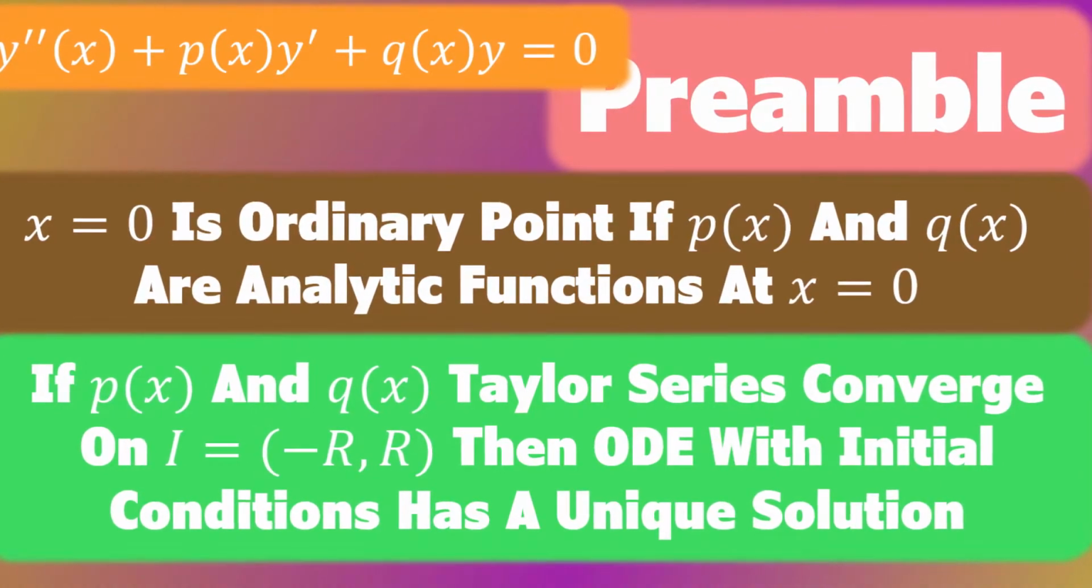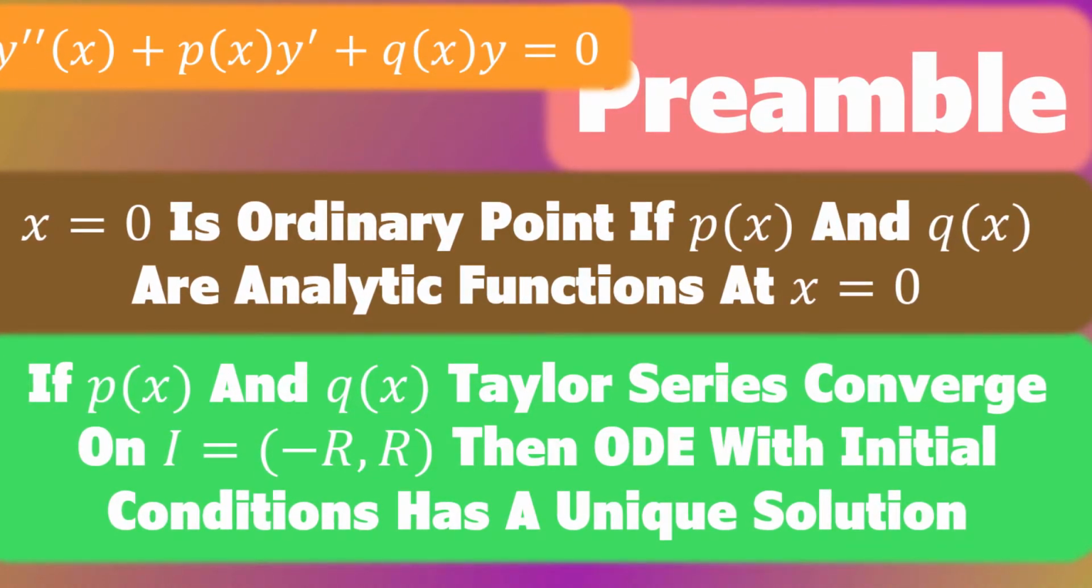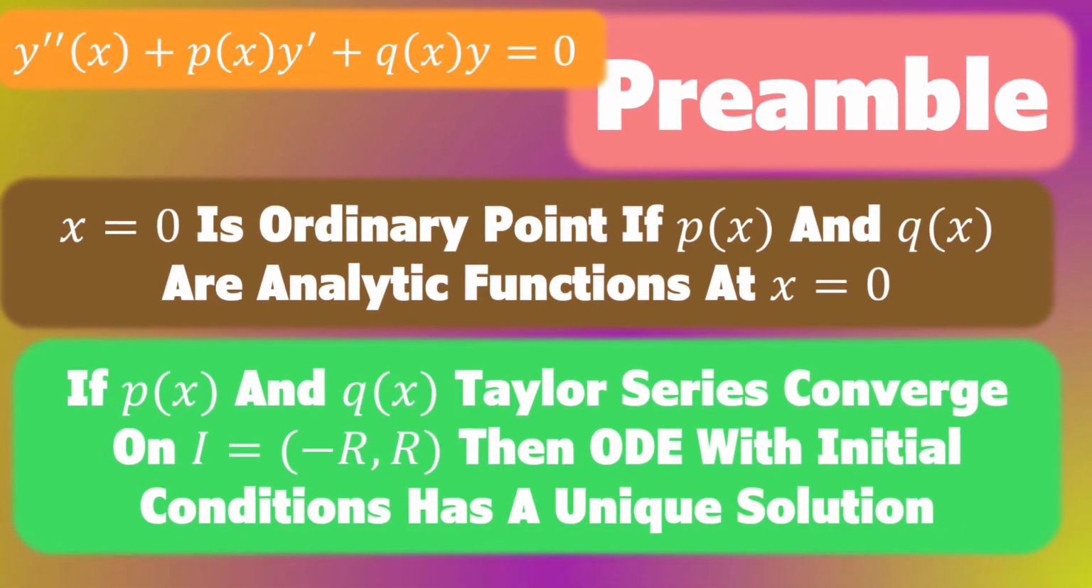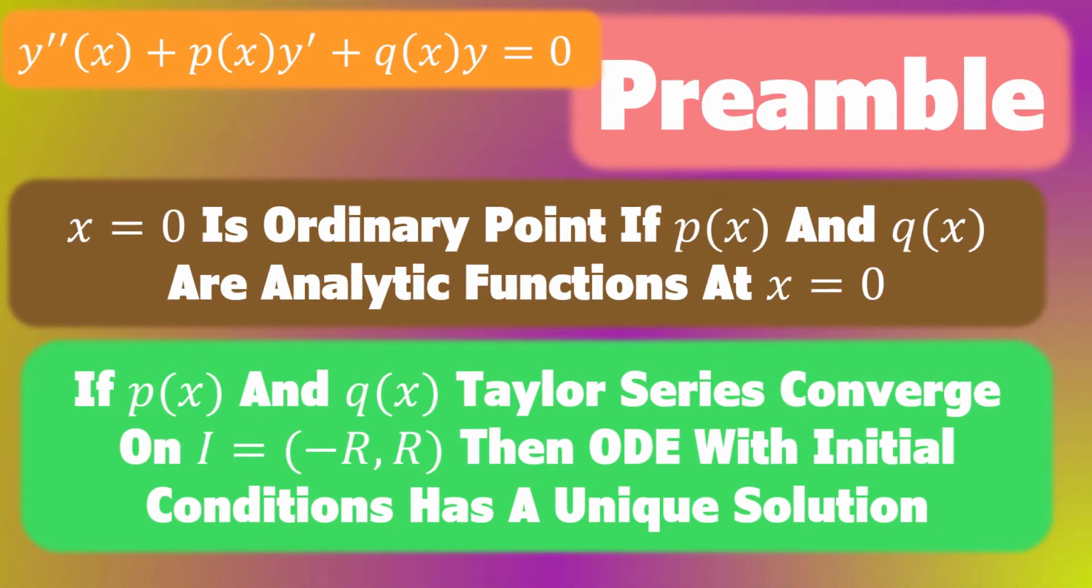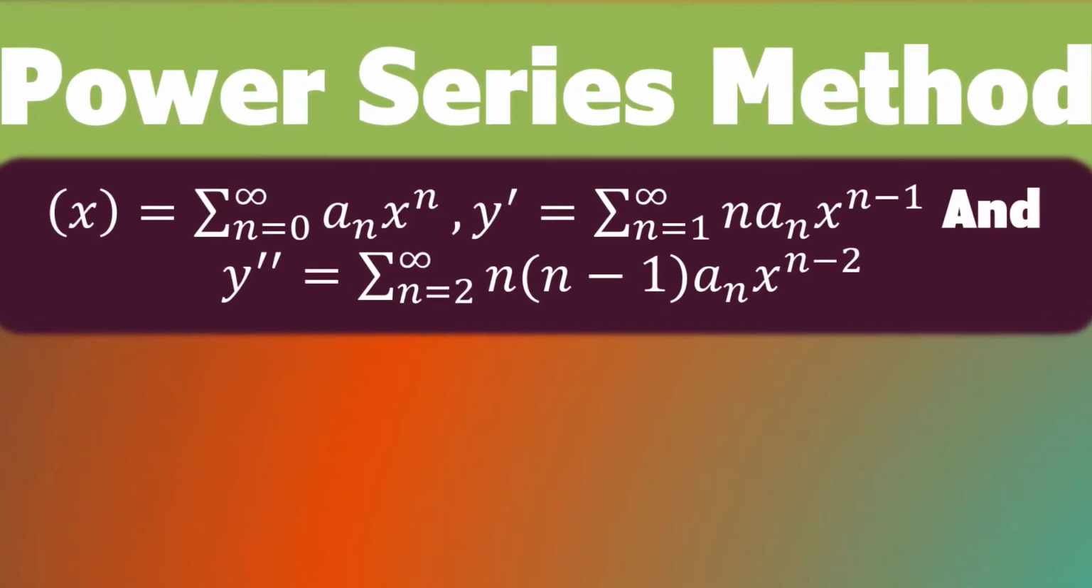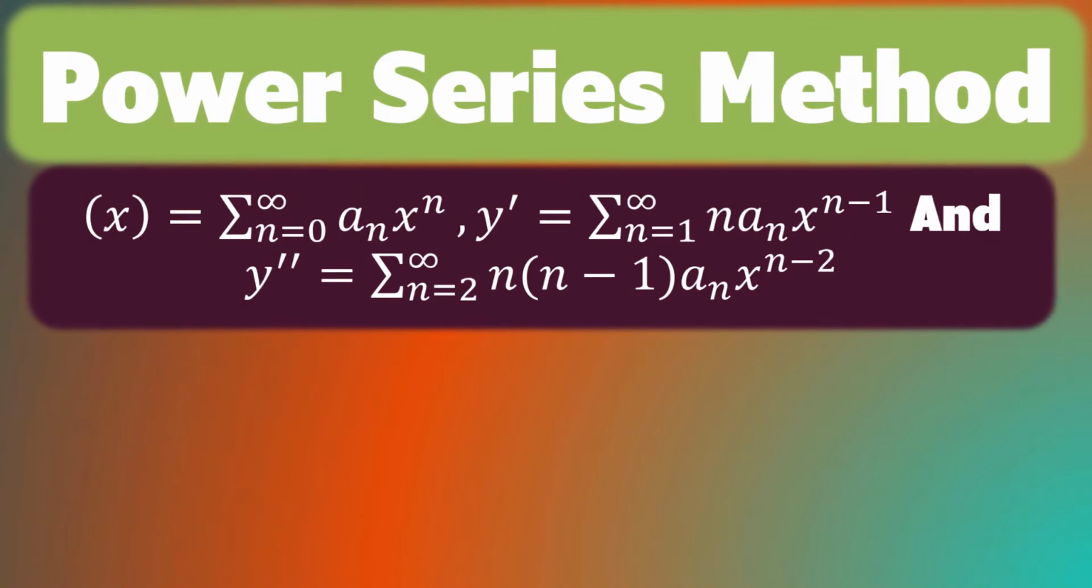If the Taylor series for p of x and q of x converge on some interval I from minus r to r, then the ODE with initial conditions has a unique power series solution which also converges for the interval I. To use the power series method, we write y of x as a power series and then differentiate to get these terms here.